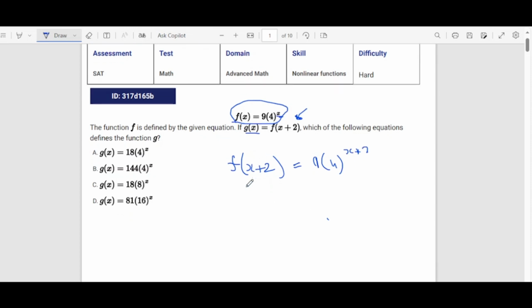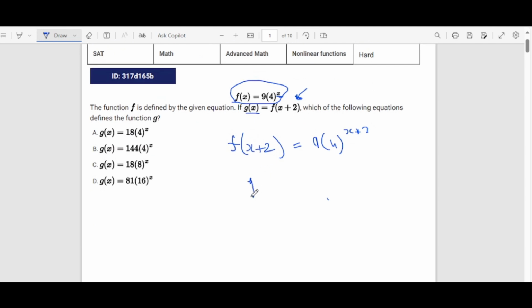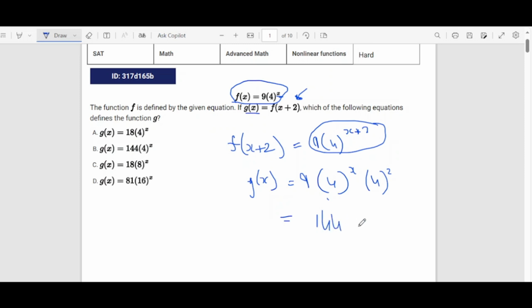All right, and they told us that f of x plus 2 equals g of x, so we can just write this g of x equals, and simplifying this, let's break down their powers. Basically this thing means 9 into 4 power x into 4 power 2. Why? Because when two constants multiply, their powers are added. So this becomes 4 fours are 16, and 16 into 9 becomes 144, and 4 power x. So our answer here will be B. Next question.